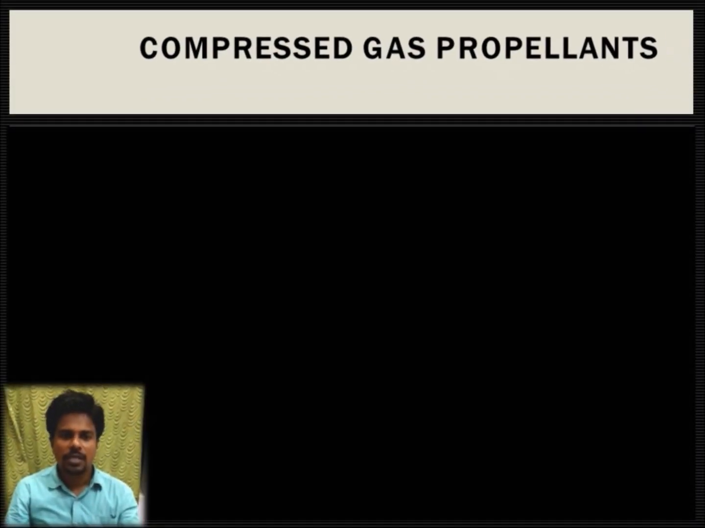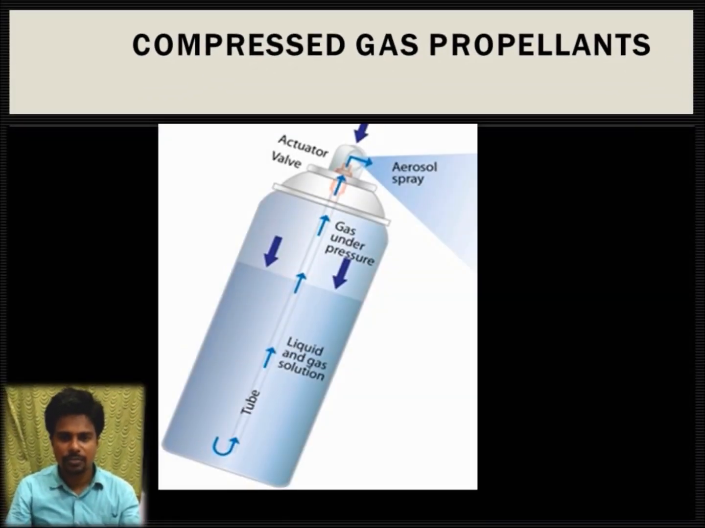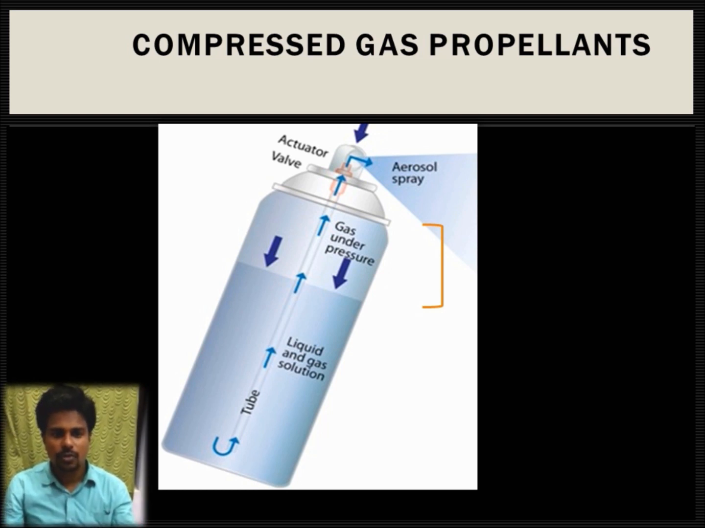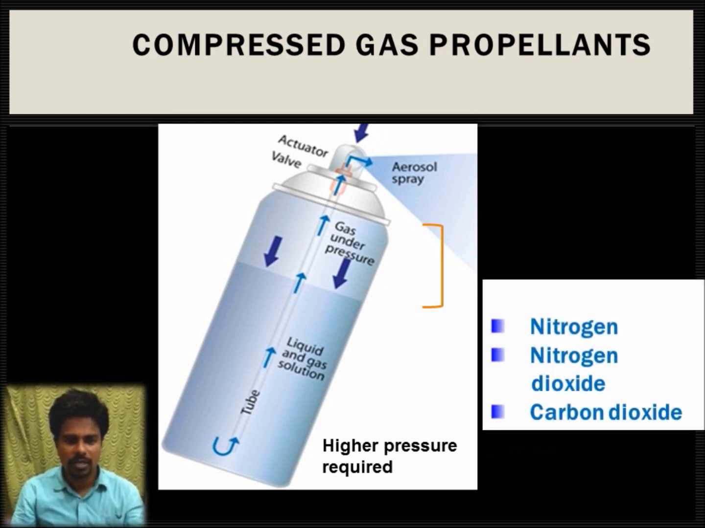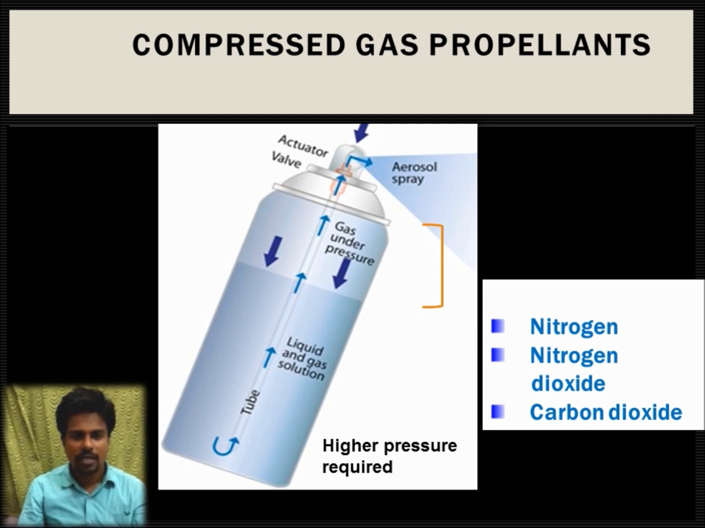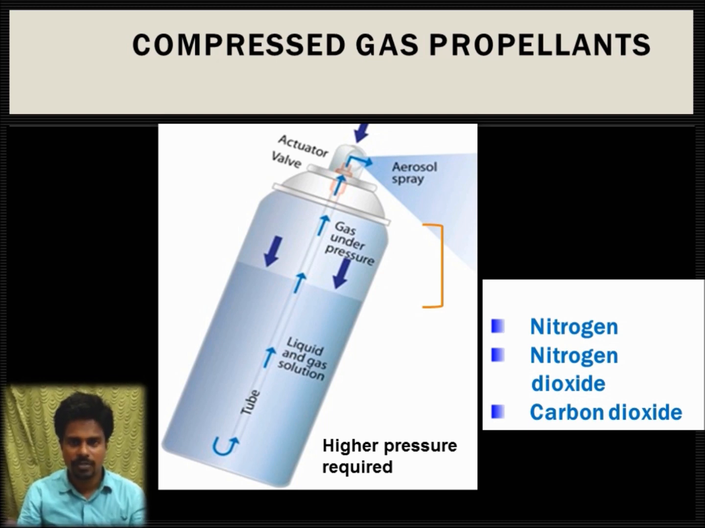Compressed gas propellants: compressed gas occupies the headspace above the liquid in the container. The working principle is that when the aerosol valve is opened, the gas pushes the liquid out of the container, so higher gas pressure is required in this aerosol. The gases are nitrogen, nitrous oxide and carbon dioxide. These propellants dispense the particles in the form of mist and foams.